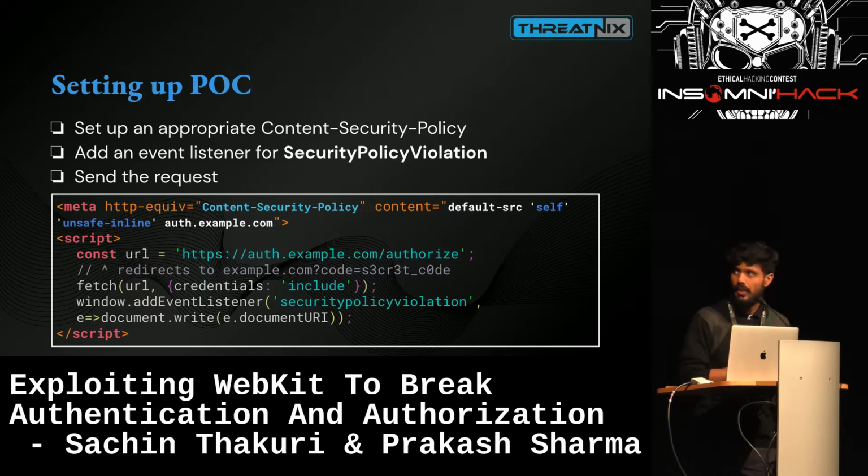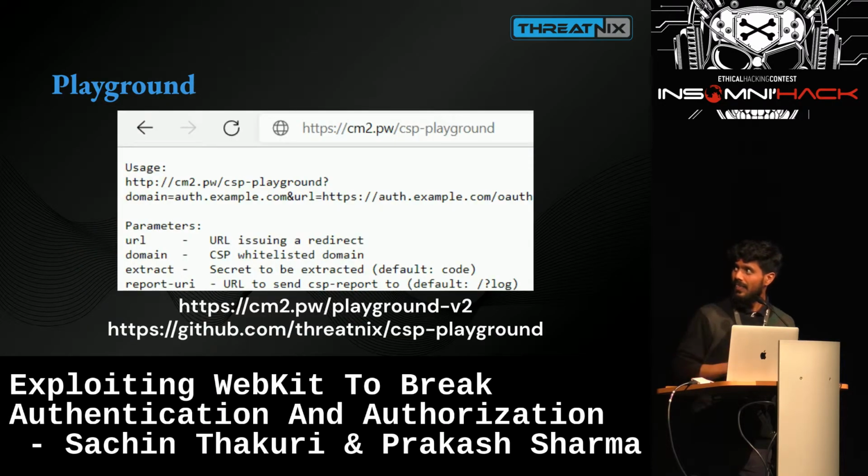Then the document URI attribute would have the value of the actual blocked URI, and it contained the full URL, not just the origin. So this was the original POC that we reported to Apple and that we talked about in our talk at Black Hat, but we found several bypasses later on that we'll talk about later.